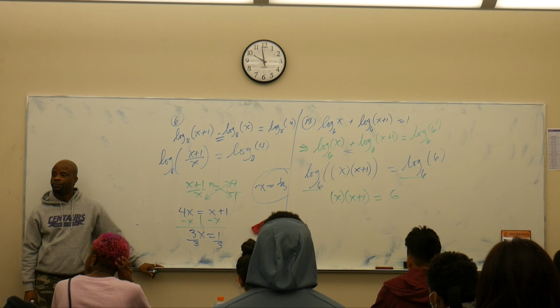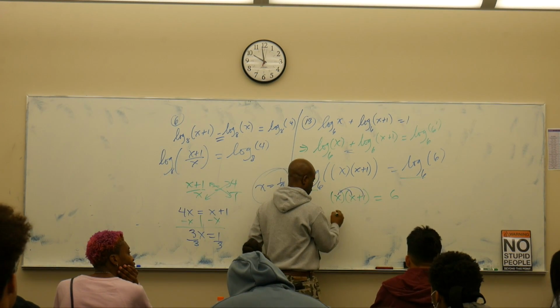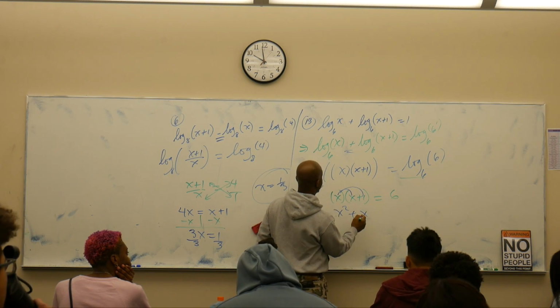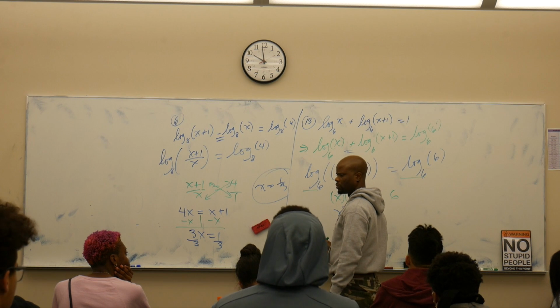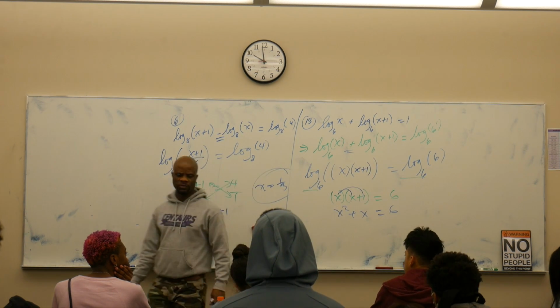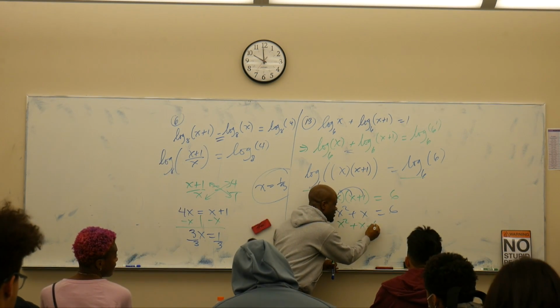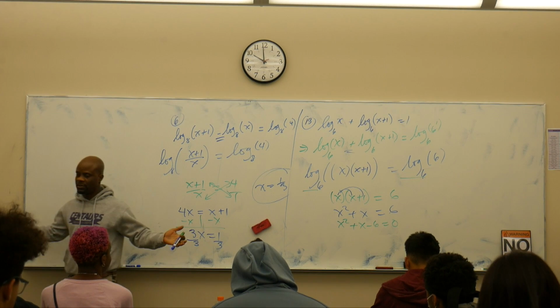So what do we do now? We distribute. So x squared plus x, equals 6. Subtract 6, because now it's a quadratic.